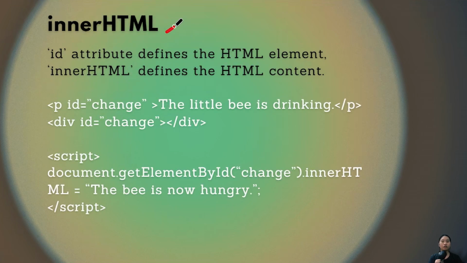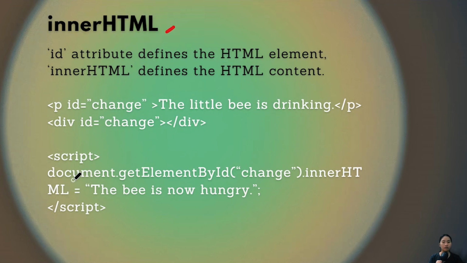Let's tackle innerHTML first. So this is the code that we're working with. Up here is the HTML part. And in HTML, I have a paragraph with ID change, as well as a div with ID change. And in the script section, the JavaScript section, document.getElementById change. So it is just as it is saying, it gets the HTML element via ID change. So it gets the P and it gets the div.